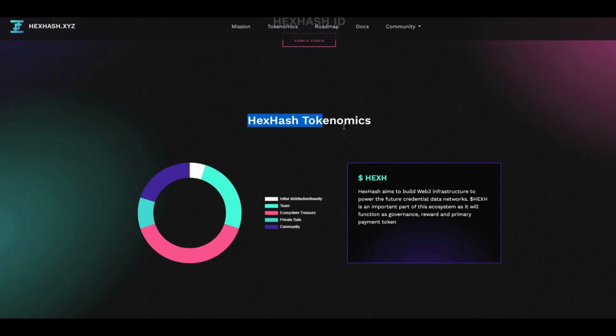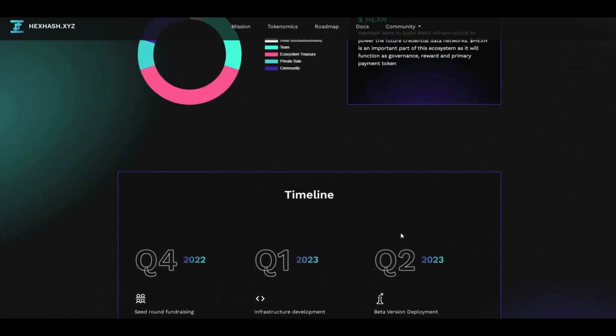HEXH ID tokenomics, and HEXH is aimed to build a Web3 infrastructure to power for the future credit data network. HEXH is an important part of the ecosystem, as it will function as a governance and reward primary payment token.